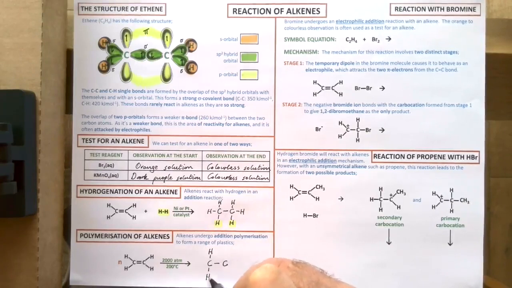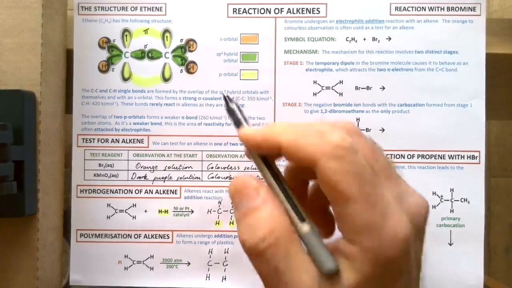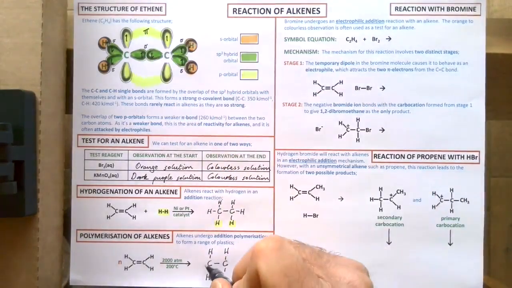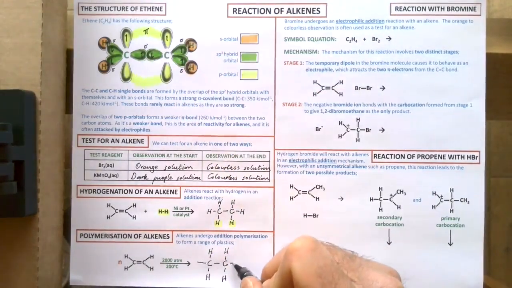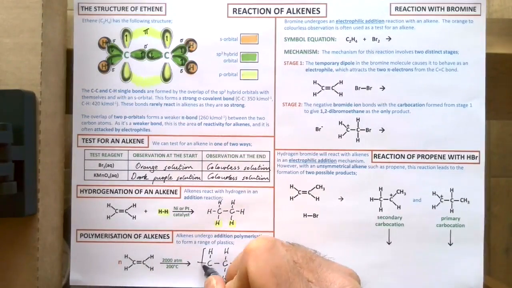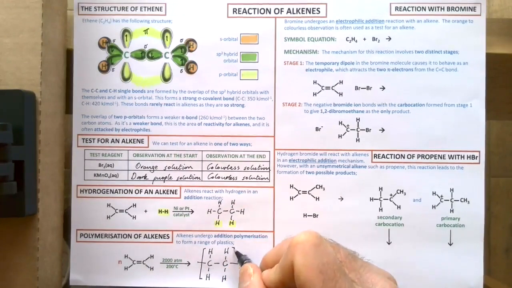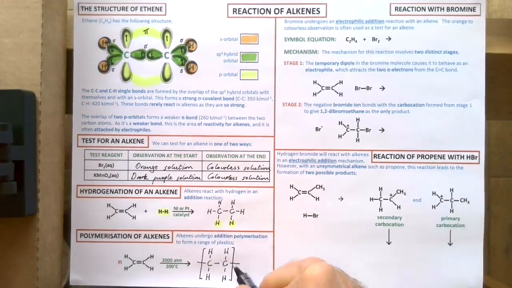The double bond again is gone. Instead, the electrons in that double bond, these two electrons, go one to either side, because these are going to now join on to other ethene monomers. So we use these long brackets, we put an n there because we're never quite sure how many of these are going to join together. Start off with n numbers there, and that n is going to be pretty large, in the thousands.